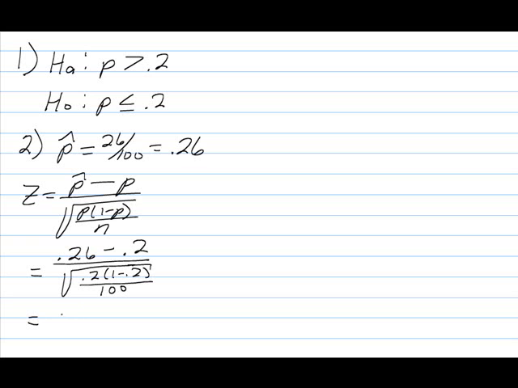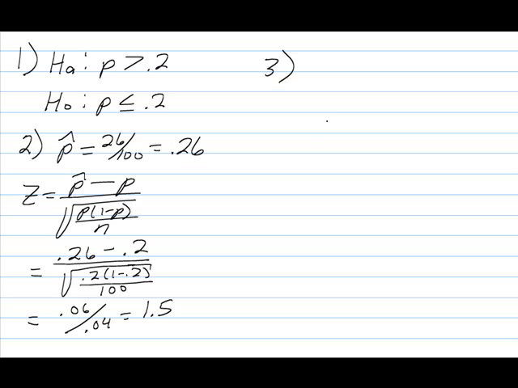So once you do that, then you can actually calculate the test statistic. 0.26 minus 0.2 is 0.06. And 0.2 times 0.8 is 0.16, divided by 100 is 0.0016. The square root of that is 0.04. 0.06 over 0.04 is 1.5. So our test statistic, which is step 2, in this case, is 1.5.